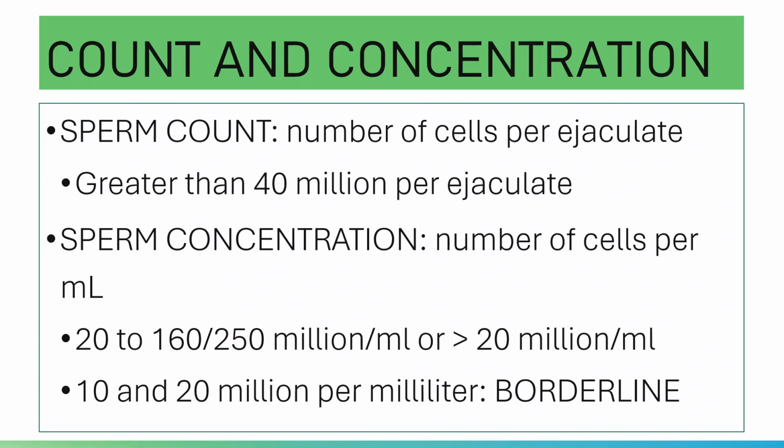Next is sperm count. This is the number of cells per ejaculate. The normal value of sperm count is greater than 40 million per ejaculate. Please note that this sperm count is otherwise known as the total number of spermatozoa per ejaculate.